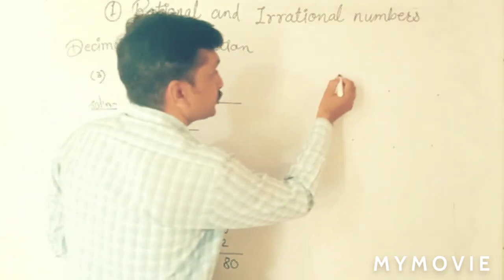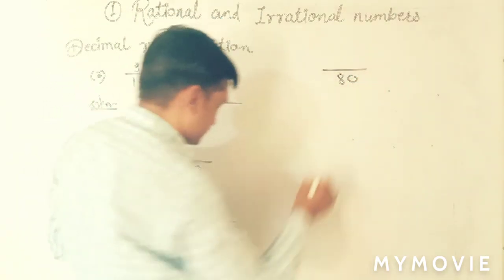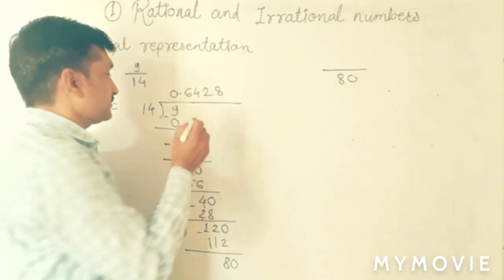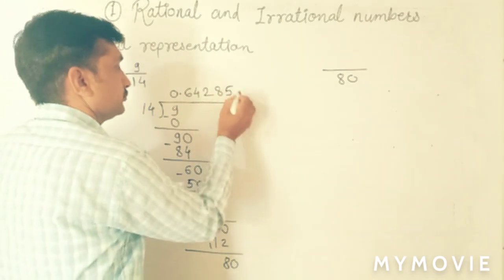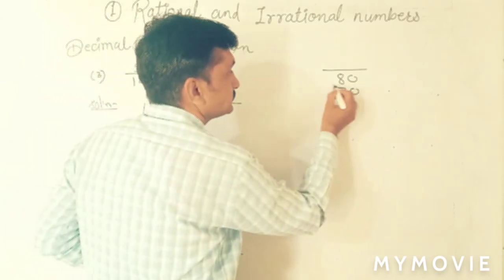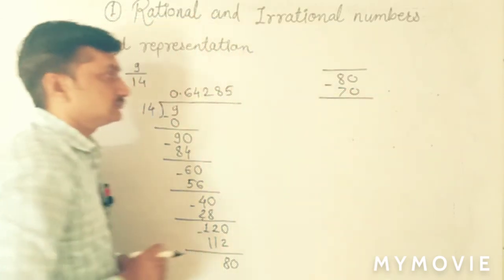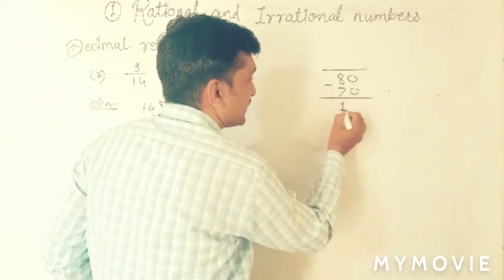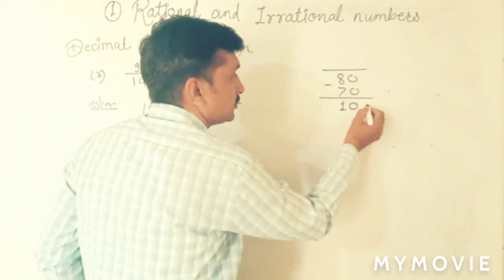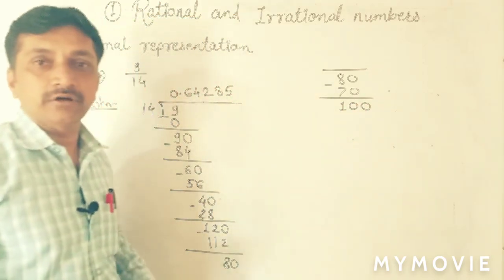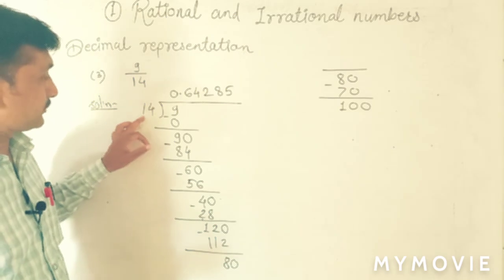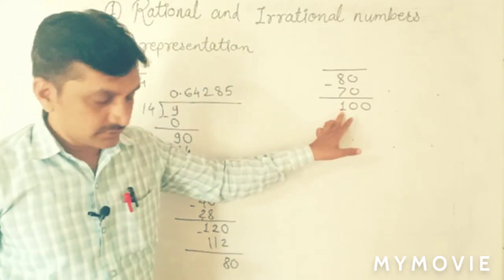This 80 I continue here. I write here 80. Now 5s are 70. Okay, 14 5s are 70. Here subtraction 80 minus 70, 10. Again take 0, we get 100. After getting 100, again table of 14 till 100.